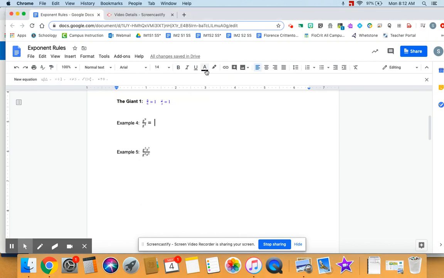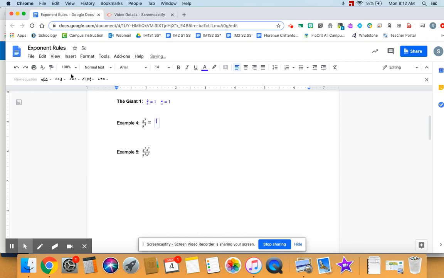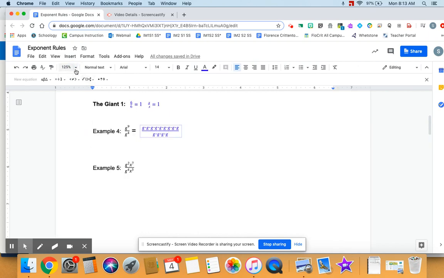So I'm going to show you what I mean with this example. On top, we have g to the power of 9, which means g times itself 9 times: 1, 2, 3, 4, 5, 6, 7, 8, 9. Then on bottom, we have g to the power of 4, so that's 4 of them. So now I'm going to zoom my page a little bit so that we can see this better.